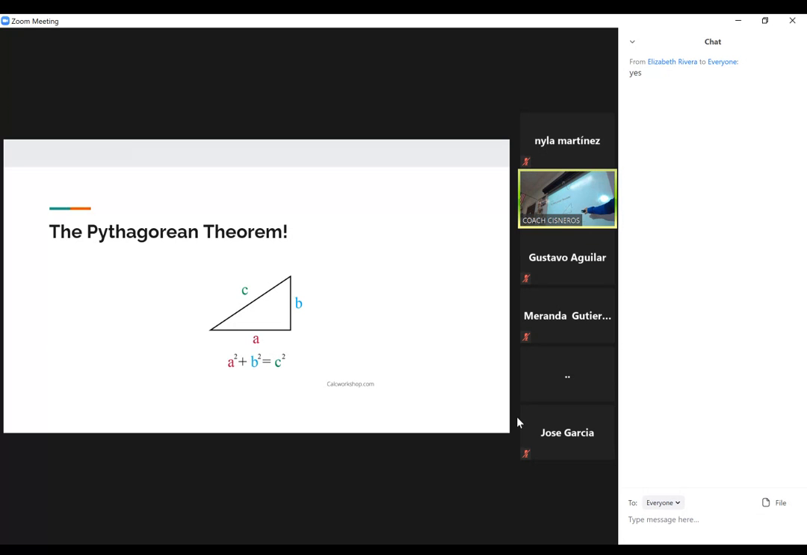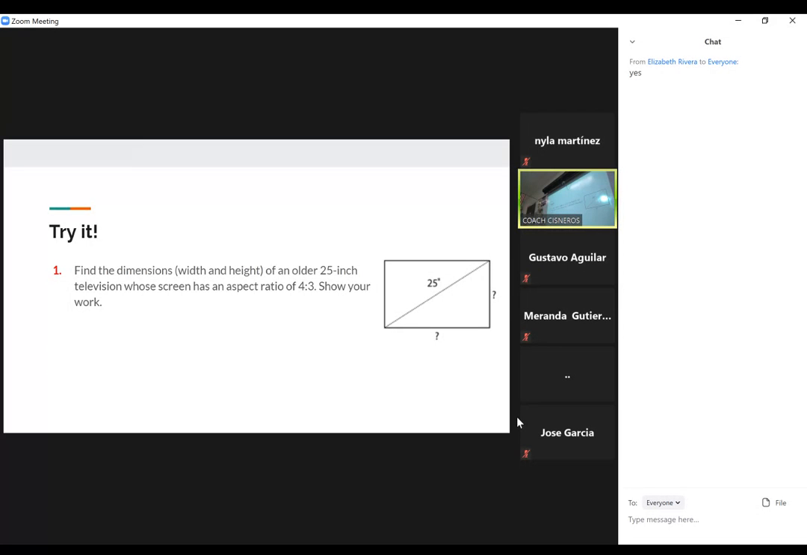Okay, so we're going to do two of these together. It's not a very hard process. Mark number 1 on your paper. I have all of these in the slides already, so I'm not going to write anything on the board. Find the dimensions, the width and the height, of an older 25-inch television whose screen has an aspect ratio of 4 by 3. Show your work.